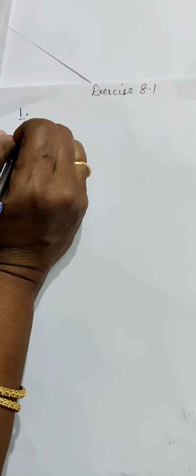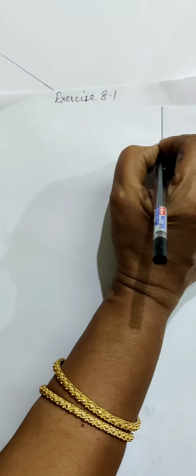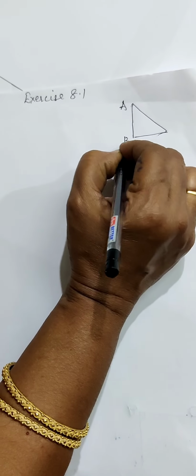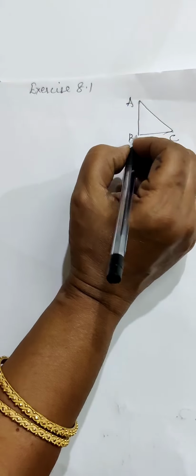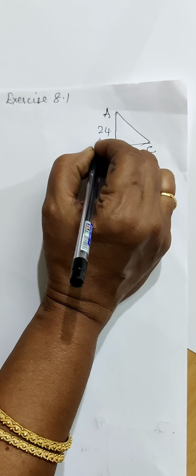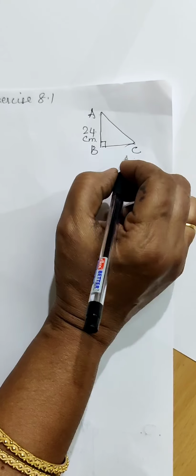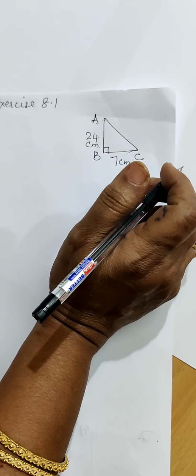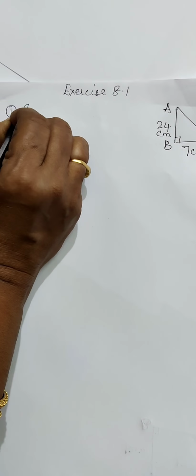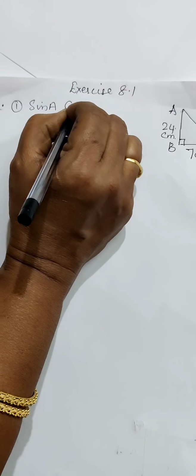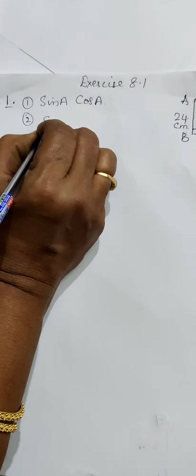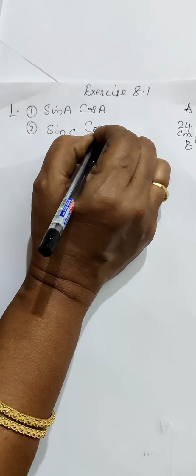In triangle ABC, right angled at B. So, I am drawing a right angle triangle A, B, C. Right angle at B means B is 90 degrees. AB is 24 centimeter. BC is 7 centimeter. Determine sin A, cos A. So, the first bit is determine sin A, cos A. The second bit is determine sin C, cos C.